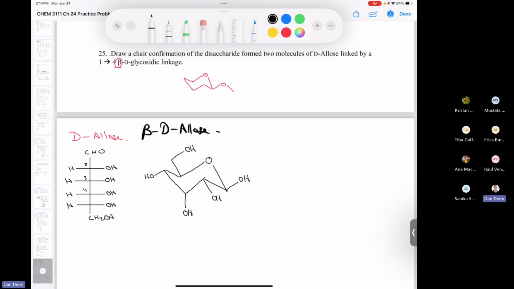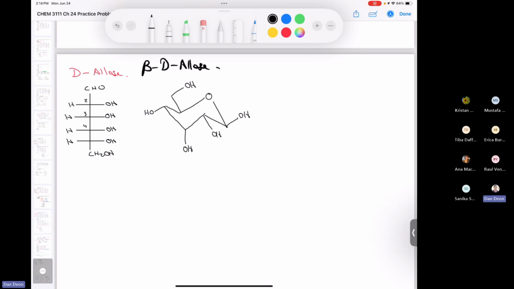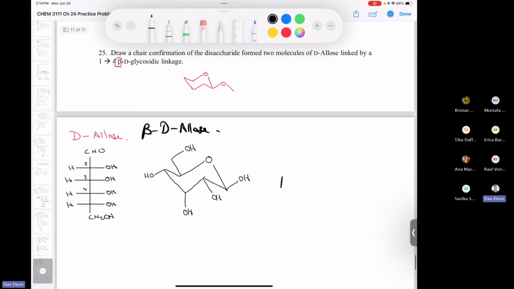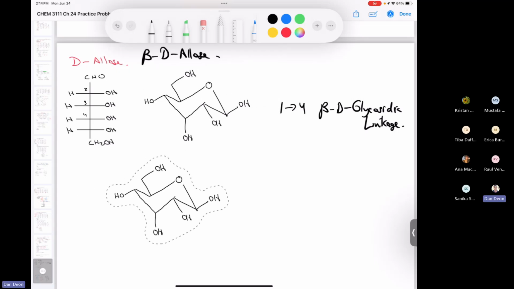Okay, so now what we want to do is we want to put two of these together to make a 1,4-beta-D glycosidic linkage. So we want, let's write it down here so we can see it. We want a 1,4-beta-D glycosidic linkage. Okay, so here's what we're going to do. I'm going to copy the molecule, okay, and then I'm going to paste it here. Now, this is kind of a trick that I can do on the iPad, but in the interest of time, I'll just paste the structure again, okay?